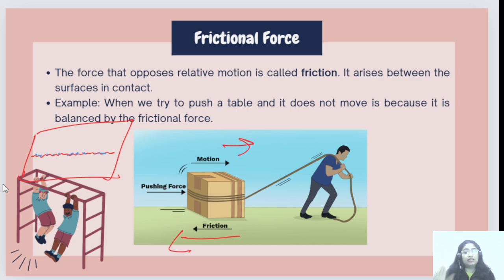So in both the cases, we are using powder only, but in the first case, powder is used to decrease the frictional force, and in the second case, powder is used to increase the frictional force. Okay, so I hope this is clear to all of you.